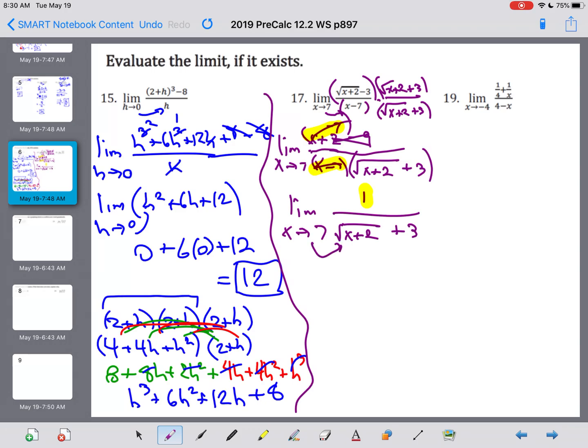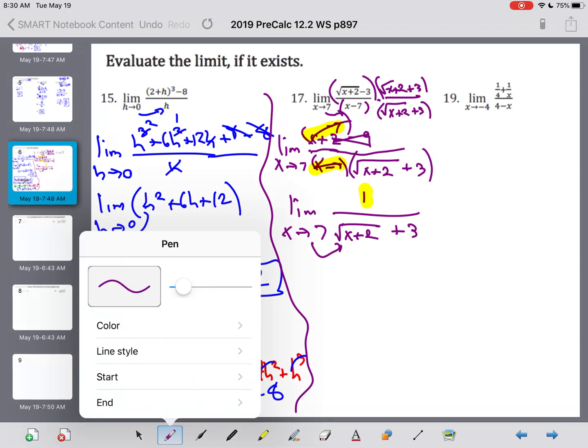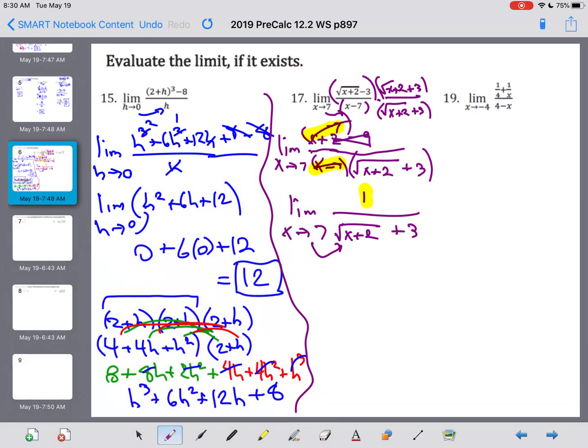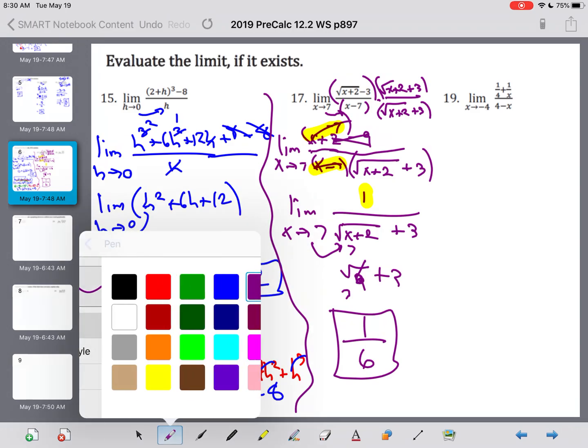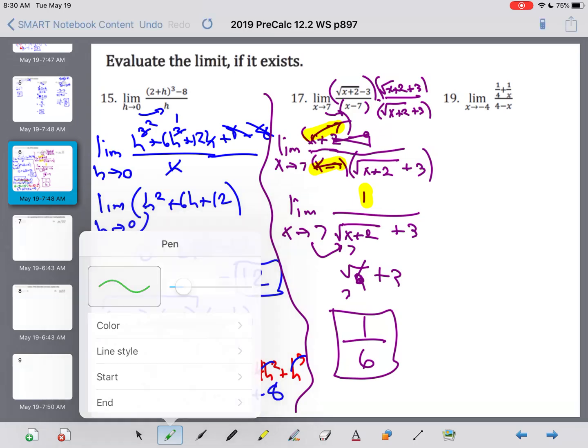And now I can plug in that 7 there. So that's going to give me 7 plus 2, which gives me 9, the square root of 9. Square root of 9 plus 3. That's 3. So I'm going to end up with 1 over 6 for number 17. Okay. So again, these are similar to what Ms. Steele had to offer there.